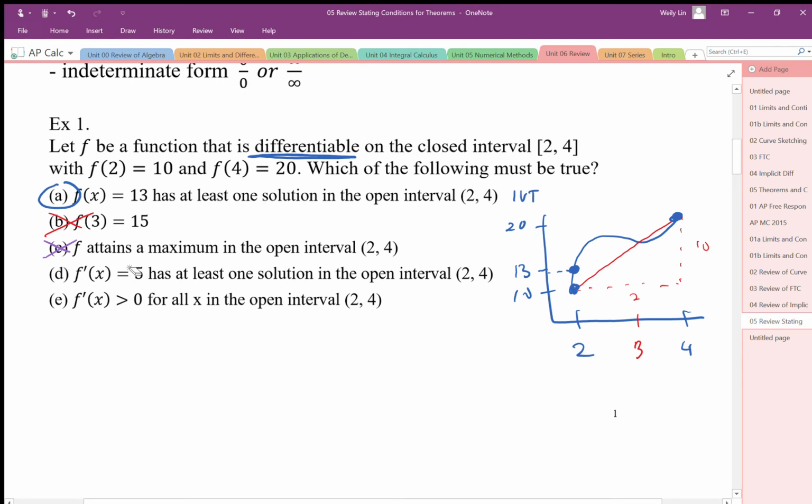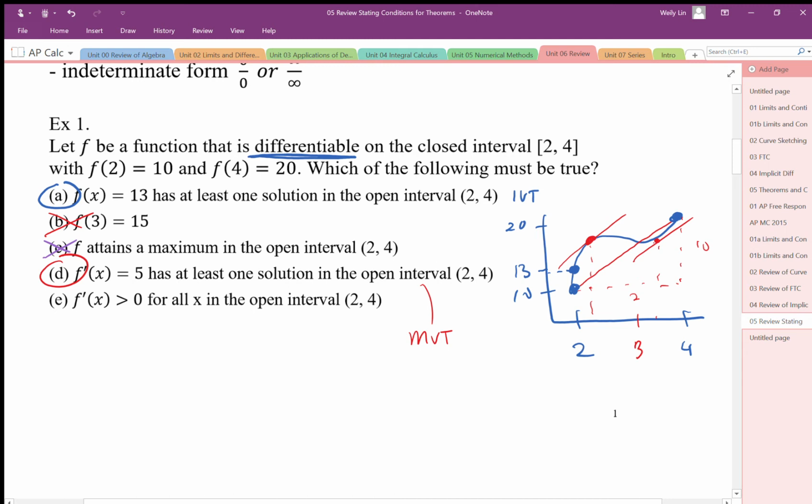This says that f prime equals 5 has at least one solution on the open interval. That's true because it is differentiable, so we can apply MVT. The mean value theorem says there is some point, we don't know where, but at least one, that exists between 2 and 4, where the tangent slope, or f prime, is equal to the average slope, which was calculated to be 5. So this is true.